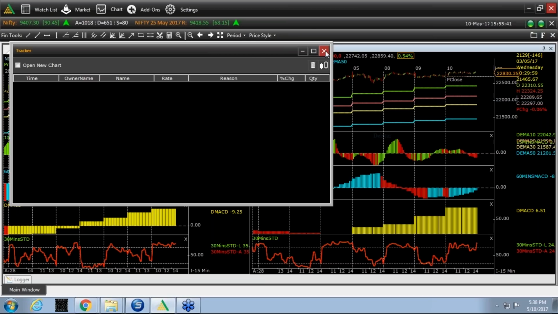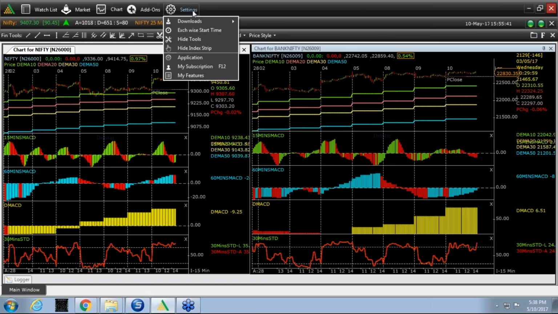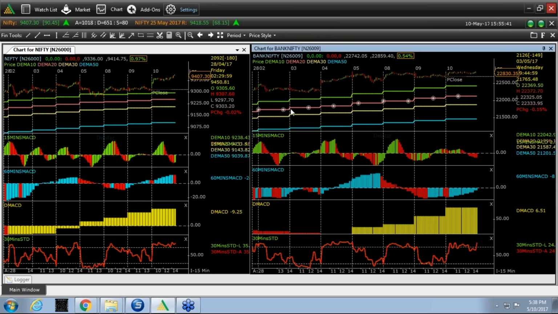You have got almost, as I said, many indicators. What you see on the screen right now is the Nifty and the Bank Nifty. At the bottom right-hand corner, you will see that it's a 15-minute chart. On this 15-minute chart, you can see a 10 DEMA, DEMA 20, DEMA 30, and DEMA 50.